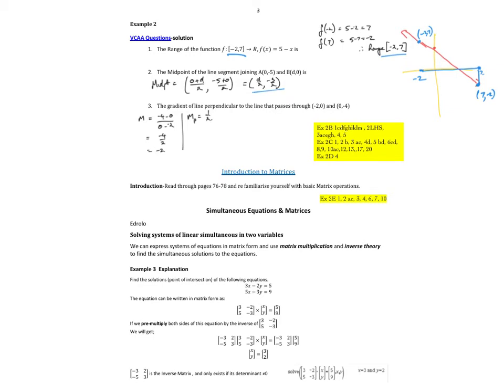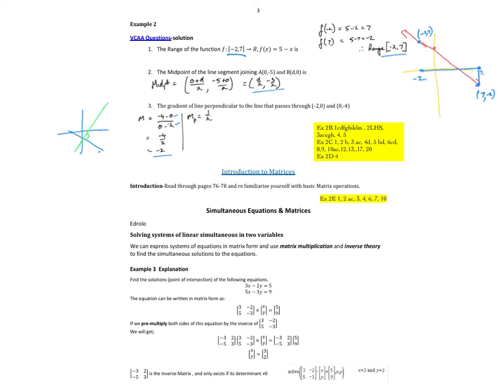And then finally, the gradient of the line perpendicular to the line that passes through. Okay, so the gradient of the line is y2 minus y1 over x2 minus x1: -4 minus 0 over 0 minus -2, which gives me a gradient of -2. It doesn't hurt, time permitting, to do a quick plot: the point (-2, 0), the point (0, -4). That's a negative gradient, so I should get a negative gradient, which is promising. So the line perpendicular to that is this one here, and that's got a gradient of -1 over -2, which is a half.